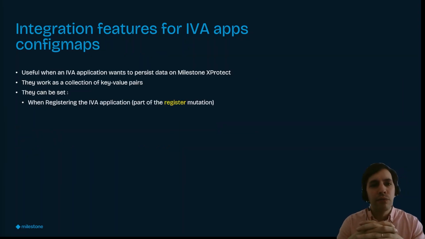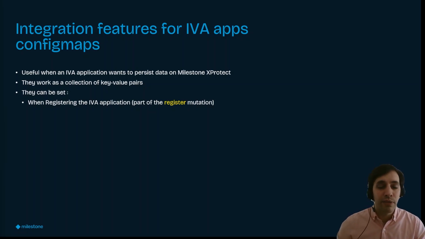Let's take a look now into the ConfigMaps functionality. ConfigMaps are useful when an IVA application wants to persist data in the Milestone XProtect database. They work as a collection of key value pairs and they can be set at two moments. One is when registering the IVA application. They can include ConfigMaps in that registration, or they can be set at runtime if the IVA application decides to do so.